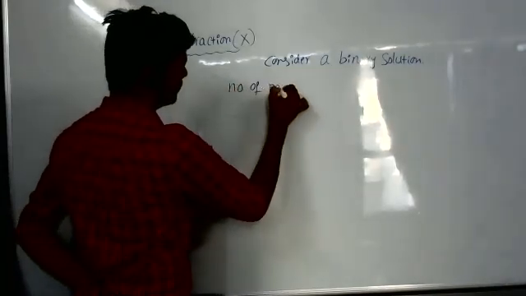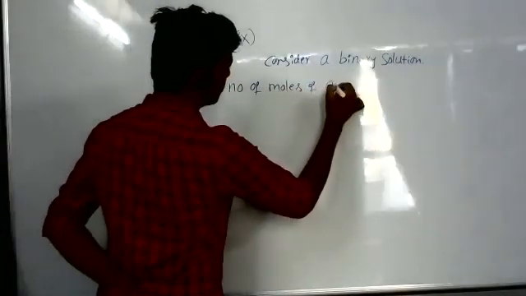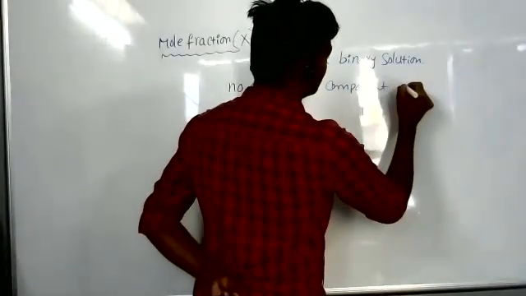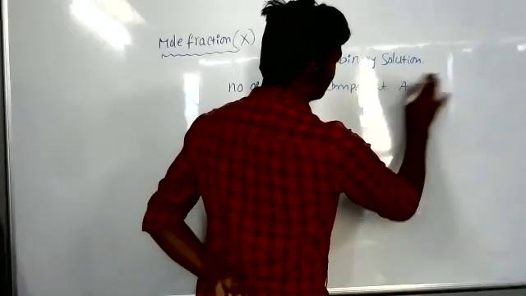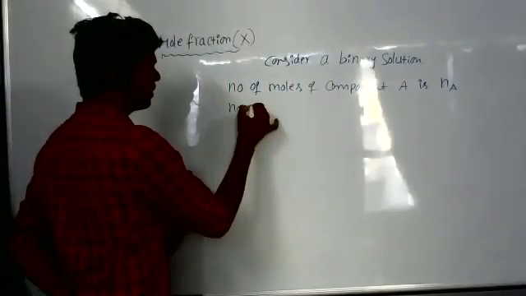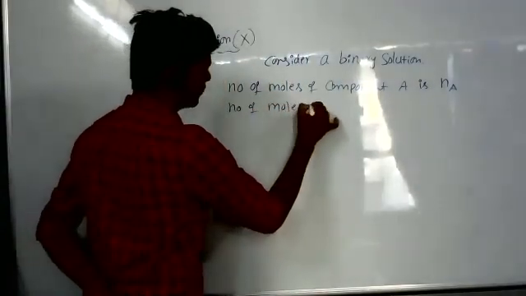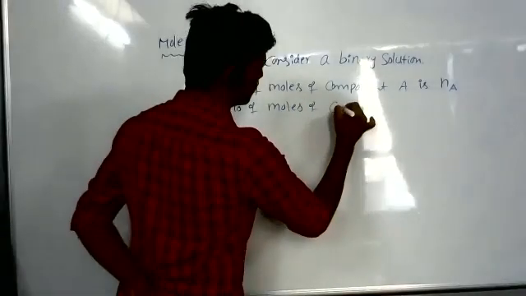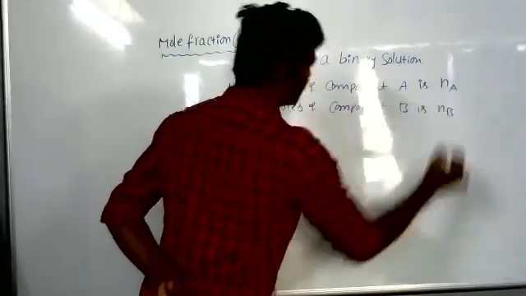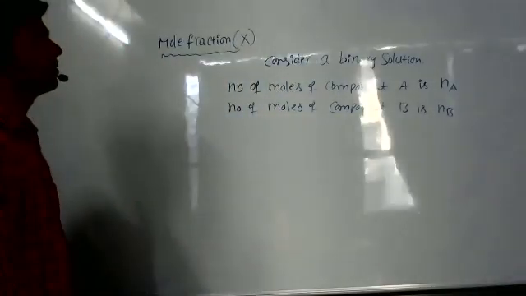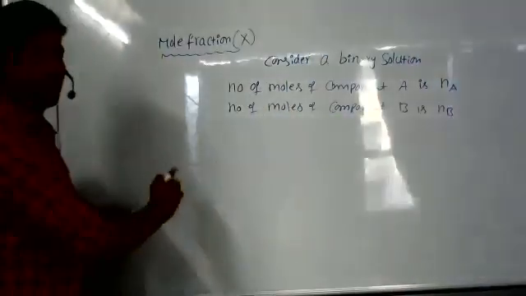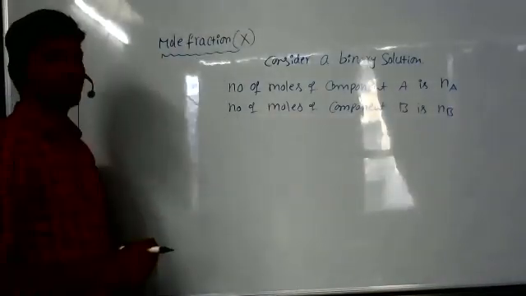Number of moles of component A is Na. Next, number of moles of component B is Nb. So we're supposed to write this. Consider a solution of binaries. Okay, enough, later I'll give the definition. First listen to how to give the formula for mole fraction.